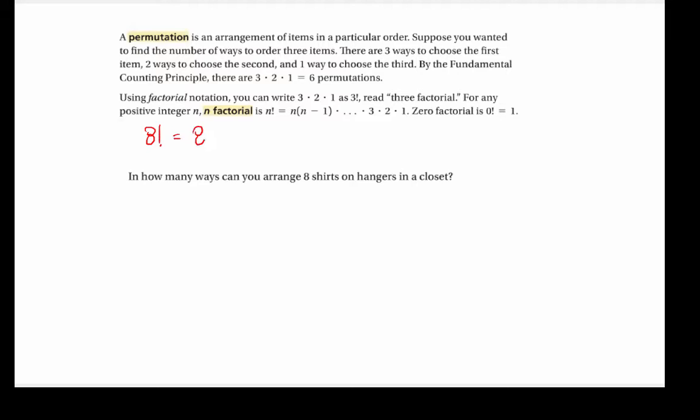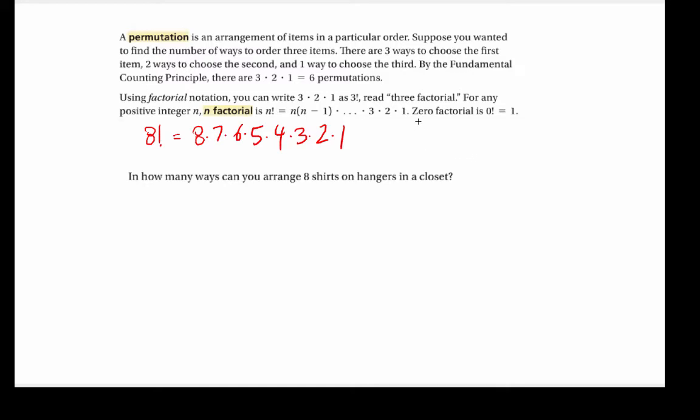Not too bad to write out. 8 times 7 times 6 times 5 times 4 times 3 times 2 times 1. That is 8 factorial. Okay? So that's how we write out a factorial: just start with the number here and multiply it by numbers decreasing by 1 every time until we get down to 1.